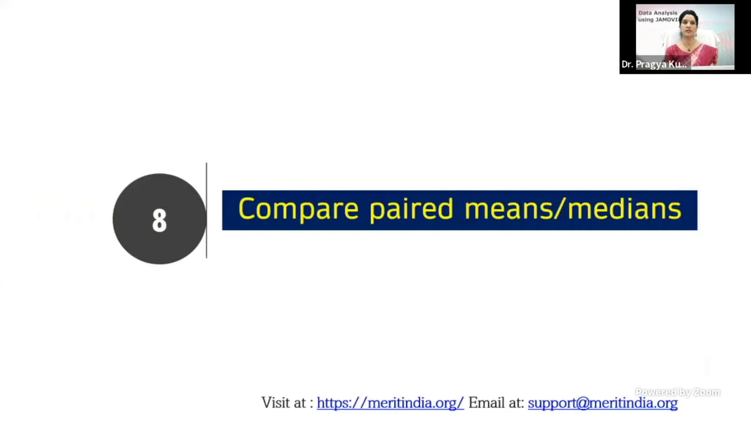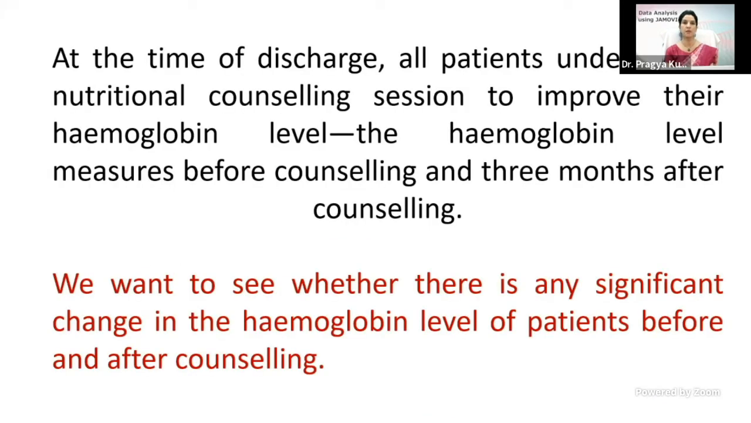Now the next we will see the paired t-test. So if you have to compare the paired means or paired medians, then you should use the paired t-test. The question is, maybe at the time of discharge, all the patients underwent nutritional counseling, and you have a pre-counseling hemoglobin level and a post-counseling hemoglobin level. And if you want to see whether there is a change, this is again an example of pre and post test. So it is very similar to McNemar, but in McNemar we test the proportion. Here we test the mean value.